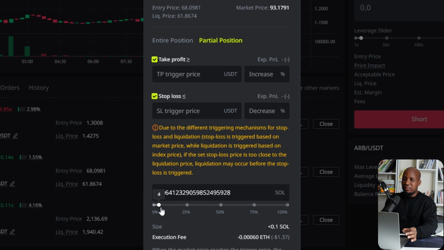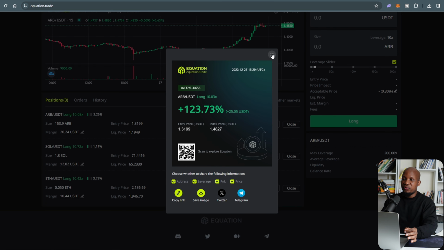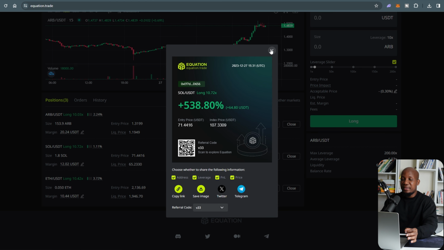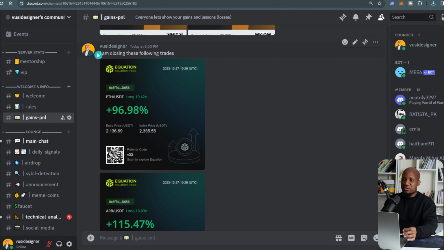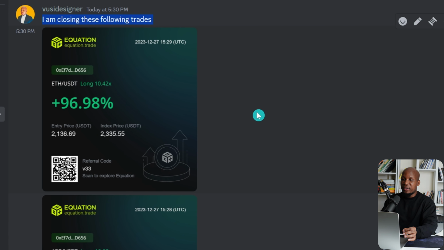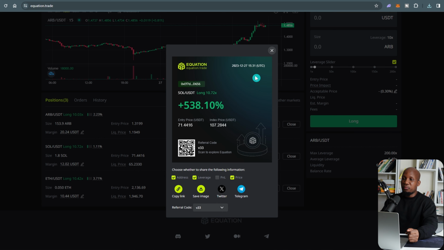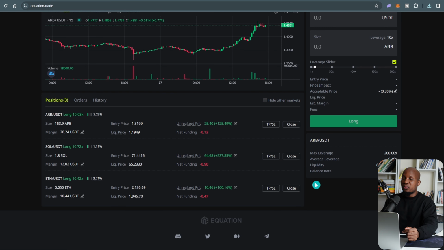So here we are about a few hours later, and you can see this trade is up $123. This one 500%, this one 99%. So now it's time for me to close these trades. Again, whenever I'm closing my trades, I'm always sharing them with you on our Discord, and you can see here, if I just scroll up, I said I'm closing all my trades, and these are the following trades that I had already opened. So whenever I'm opening trades, I'll let you know on a Discord group, and whenever I'm closing them, I'll let you know on a Discord group.